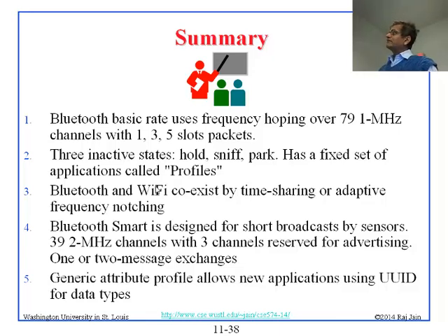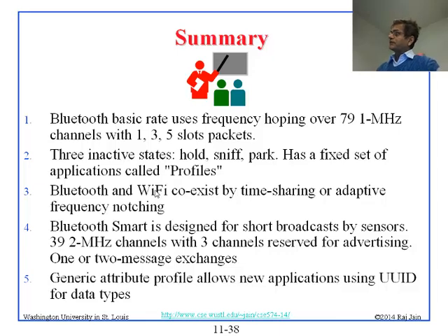Bluetooth basic rate, we know 5 key points. First thing is that it uses 79 1 megahertz channels, and the slots are 1, 3, and 5 slots long, and the packets are 1, 3, 5 slots long. Then there are 3 inactive states. So they tried to make a very energy efficient protocol which had 3 states: hold, sniff, and park. Sniff is that you're connected but sleeping. Park is when you are in really deep sleep. And hold is when you just go on to do something else.